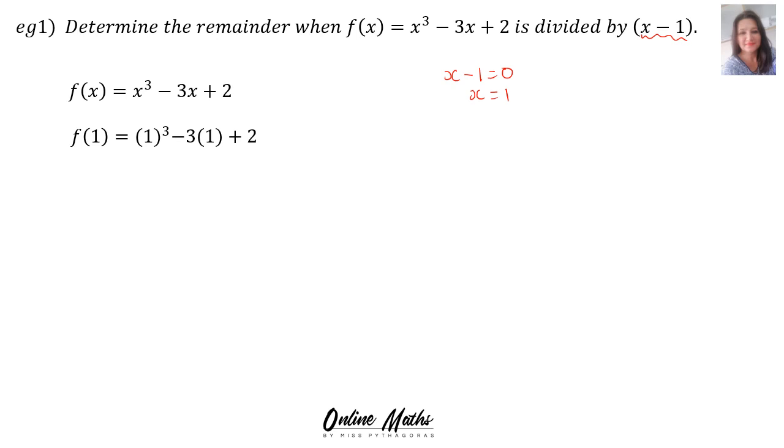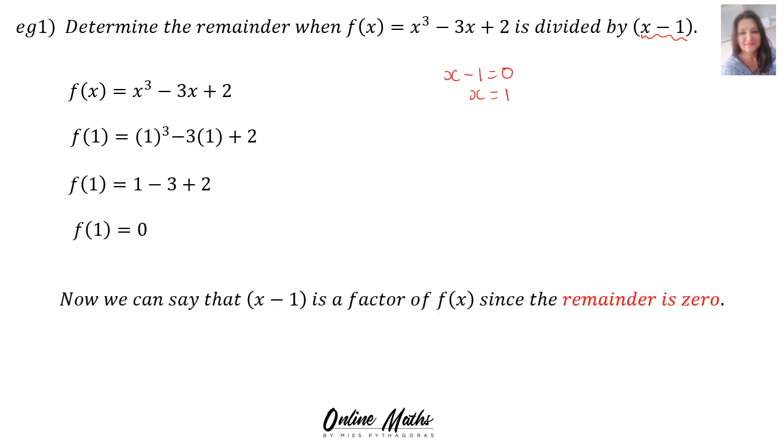So you substitute positive 1 in x's place and you end with 1 cubed is 1 minus 3 plus 2, and then the answer is 0. So this means the remainder is 0. And now we can say that x minus 1 is a factor of f of x since the remainder is 0. So if the remainder was 7, then x minus 1 wouldn't be a factor.